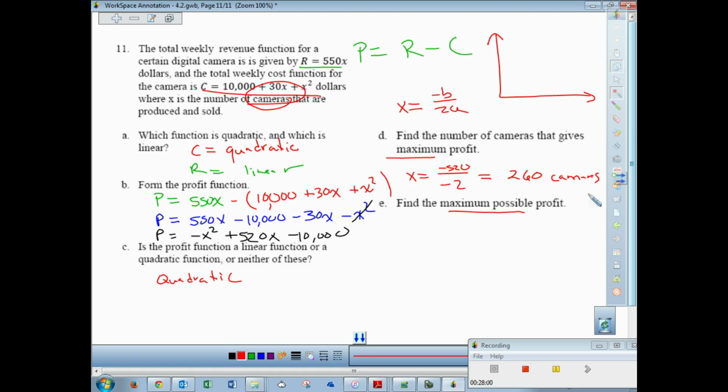Gives the maximum profit. Find the maximum profit. Isn't that the dollar amount when you have 260 cameras made? Isn't that the y value of your vertex? Substitute that into parentheses, into that function. Put 260 in for x is all you have to do to find the vertex.